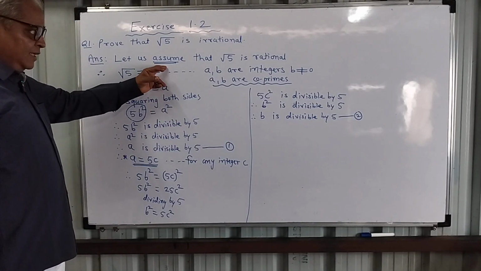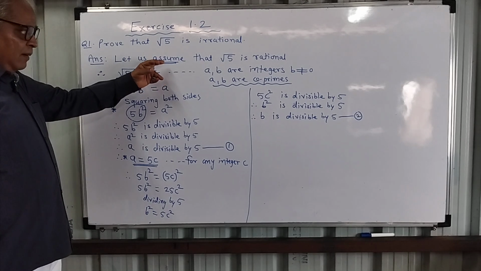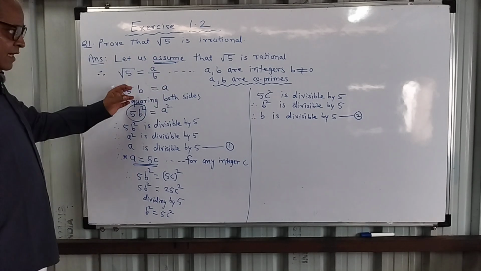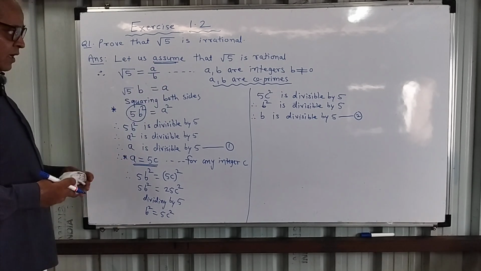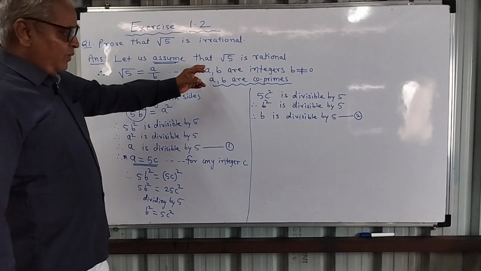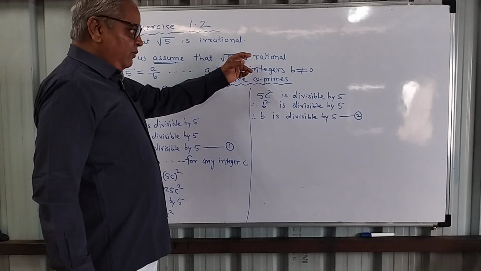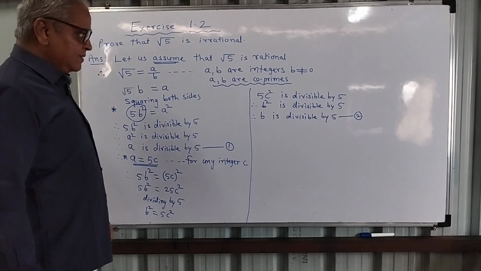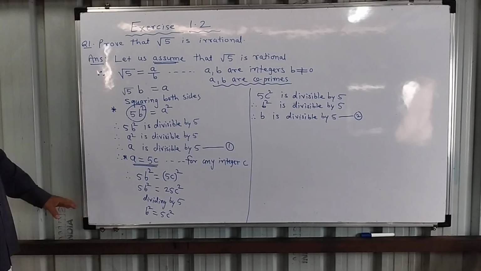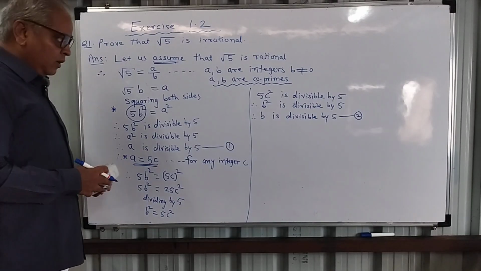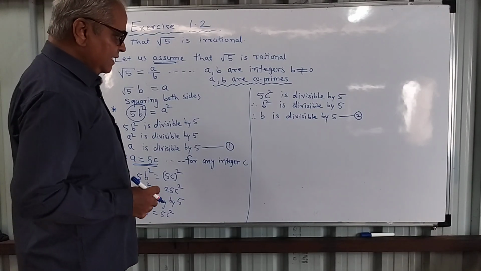आणि मग जर कॉन्ट्रडिक्शन आलेला आहे आपल्या ॲझम्पशन मुळे, तर याचा अर्थ आपला ॲझम्पशन रॉंग आहे. That means our assumption is wrong. And what is our assumption? √5 is rational. And as it is wrong, we can say that √5 is irrational. This is how we can prove √5 is irrational.